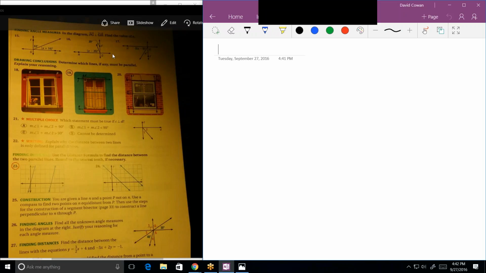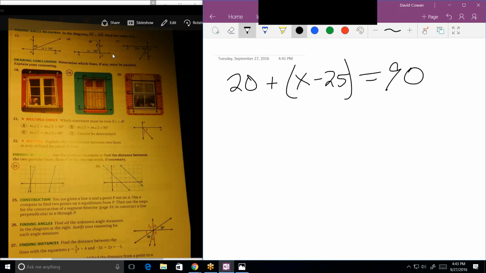How about number 16? Basing off the same thing, FGH is 90 degrees. So 20 plus x minus 25 equals 90 degrees. First I'm going to combine like terms and get x minus 5 equals 90 degrees. From that you can do mental math, but I'm going to do the equation. So x would have to equal 95 degrees. Correct.